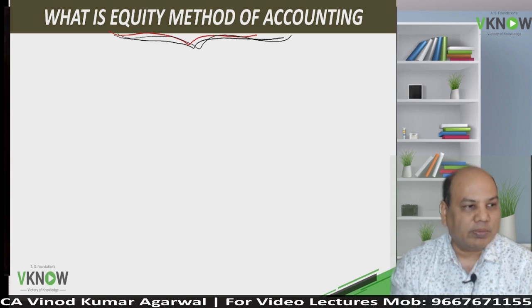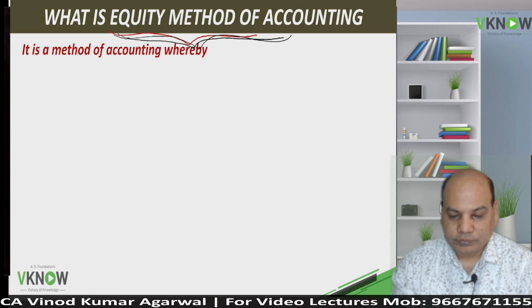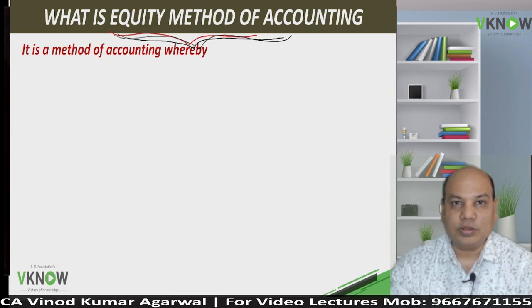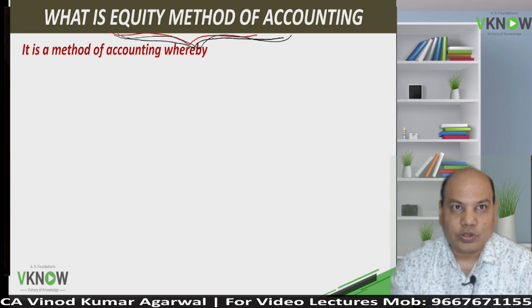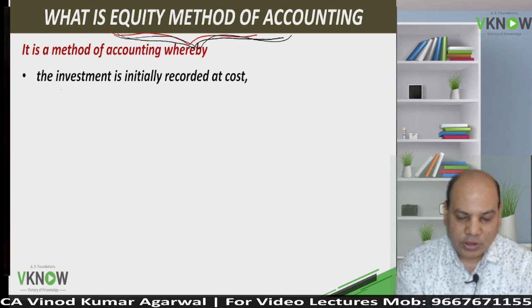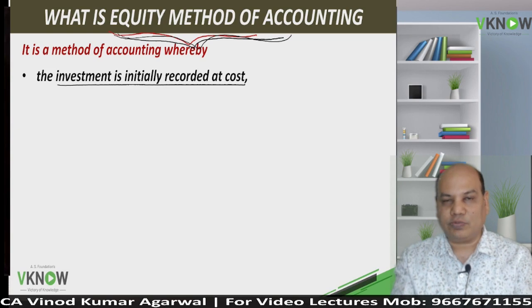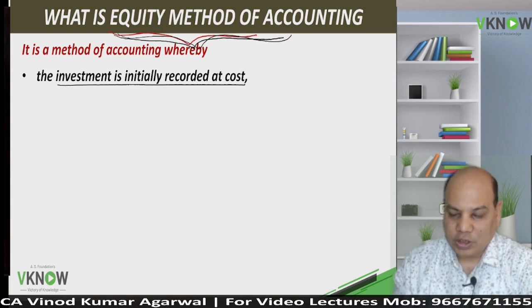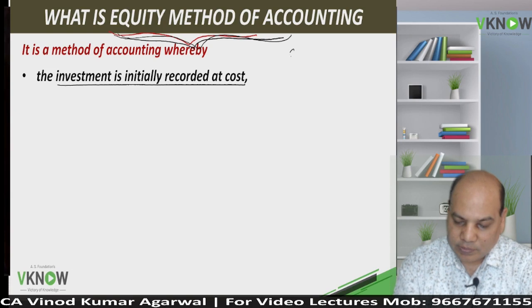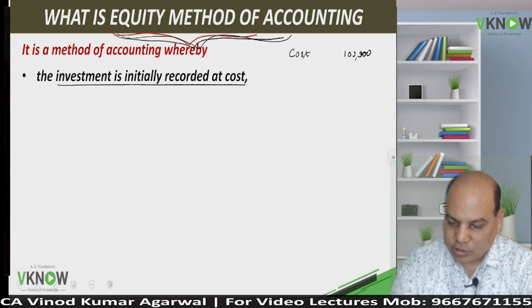So what is equity method of accounting? Let us see. It is written nicely in your book, point by point. I will also explain to you point by point. It is a method of accounting whereby the investment is initially recorded at cost. When the investment would be bought, it will be initially recorded at cost. For example, let us say investment was purchased for 1 lakh rupees. So 1 lakh is the cost.